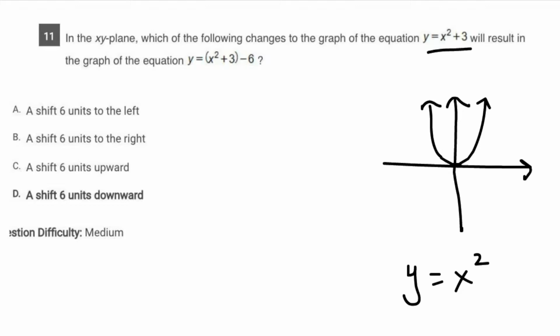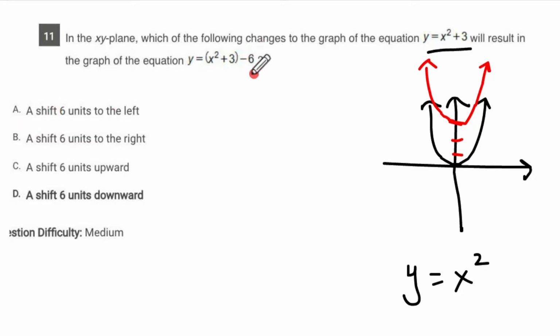So this one's going to be shifted from this basic position. It's going to be shifted up 3 units, like such. And so the shape would look like this. All right, so let's see what they have here. They want to know which of the following changes to the graph, so this is our graph, the red one, will result in this graph y equals x squared plus 3 minus 6. Will it be shifted 6 units to the left?